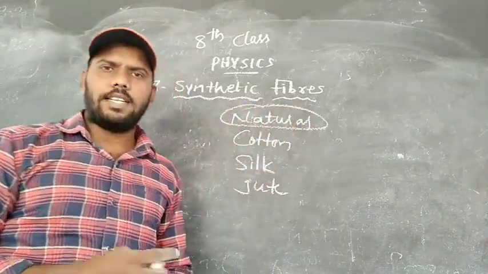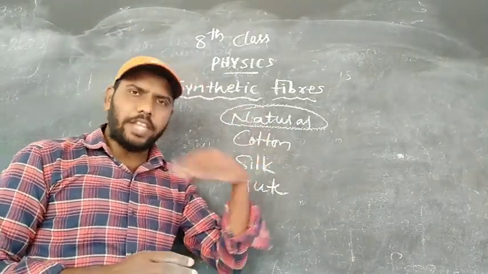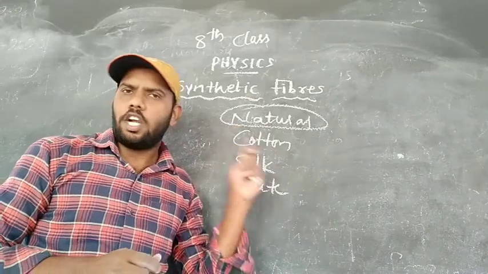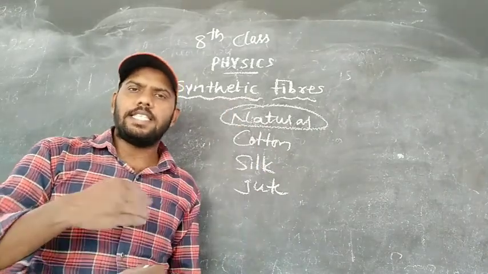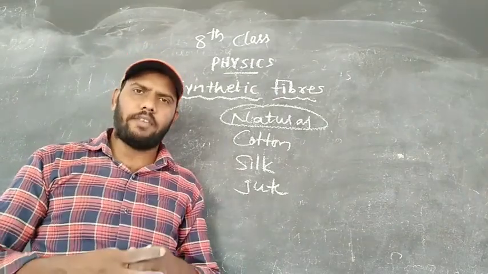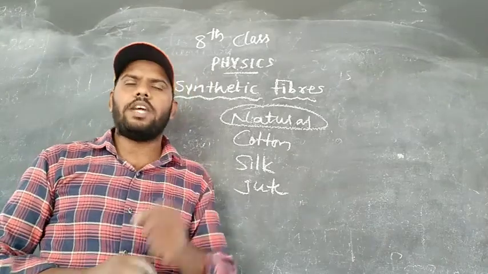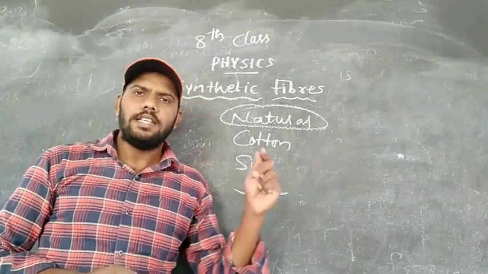So in this lesson we are going to understand the synthetic fiber, meaning the opposite of natural fibers. Natural fiber is obtained naturally, but synthetic fiber is artificial, obtained artificially. That means it is man-made, created with different techniques and different processing. So how do we understand the synthetic fiber?